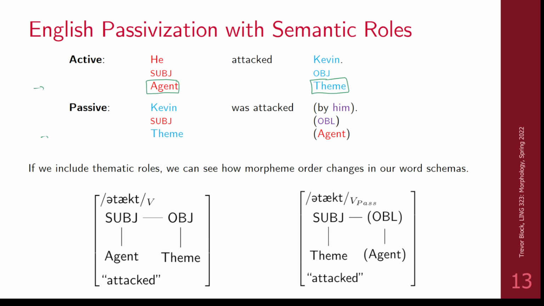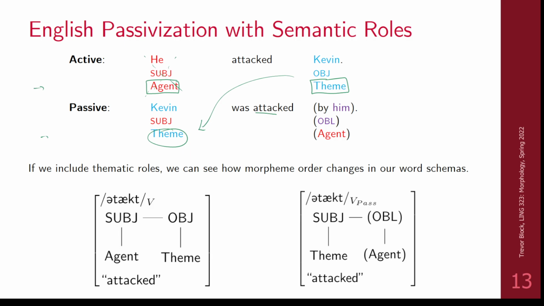Now, when we do movement, so when we do this demotion of the subject and we do movement of object to subject, the position changes. So obviously object and subject will change, but the meaning of the NP in relation to the verb is the same. Kevin is still the theme. Kevin is still the thing being attacked. Even though he's the subject of the passive, he is the thing being attacked, so he is the theme. And this is the same with the agent role.